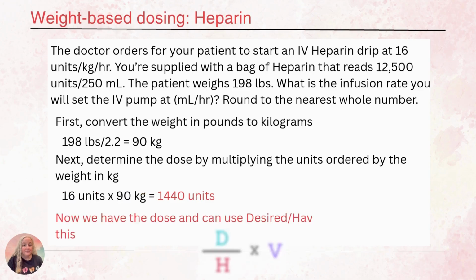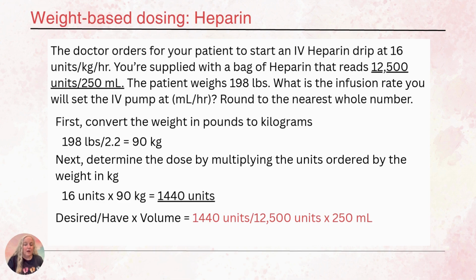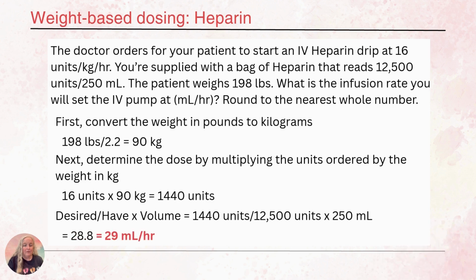This is our dose. Now that we have our dose, we can use desired over have times volume to solve this. 1,440 units divided by 12,500 units times 250 milliliters in the bag equals 28.8. But notice it says to round to the nearest whole number. So we're going to look to the number to the right of the nearest whole number, which is the one right after the decimal. And we see that this number is an 8. If the number is 5 or higher, we will round up. Therefore, the answer is 29 milliliters per hour.